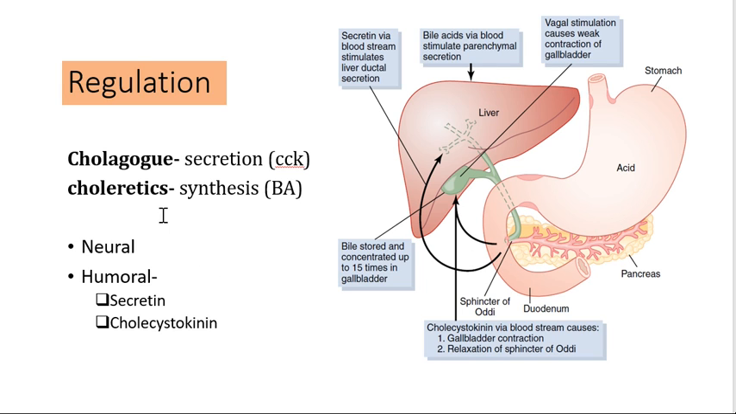Along with that, among the choleretic substances which stimulate synthesis, secretin also acts as a choleretic, stimulating bile synthesis by hepatocytes. And second, the most important choleretic substance is the bile acids. The bile acids themselves stimulate hepatocytes to increase bile synthesis. So these are choleretic and cholagogue substances.